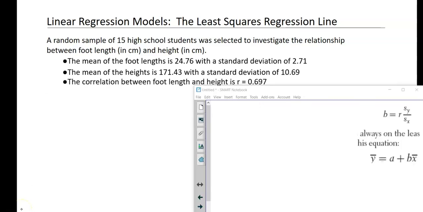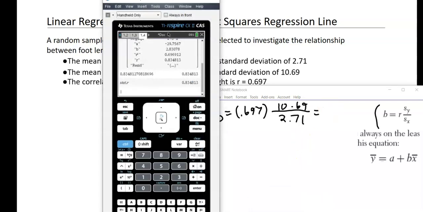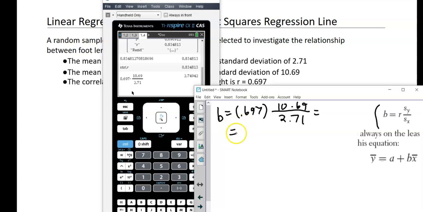So I'm just going to show you how you might use these formulas. It says that b is equal to r, so b equals r, which is 0.697, times a fraction: the standard deviation of y, which is heights here, 10.69, divided by the standard deviation of x, which is 2.71. So we should be able to use our calculator to figure out what b is. You would type in 0.697 times the fraction 10.69 over 2.71. Now we know b is 2.749. So now we're going to plug into this formula.